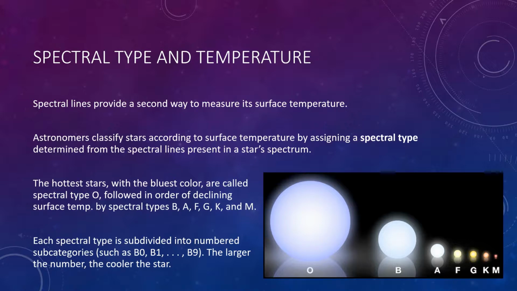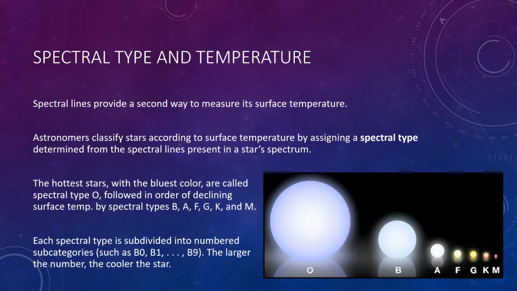Astronomers classify stars according to surface temperature by assigning a spectral type determined from the spectrum lines present in the star's spectrum. The hottest stars with the bluest colors are called spectral type O, followed in order of declining surface temperature by B, A, F, G, K, and M. Each spectral type is subdivided into numbered subcategories such as B0, B1, and so on through B9. The larger the number, the cooler the star.